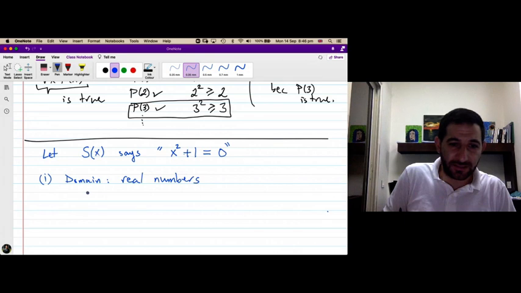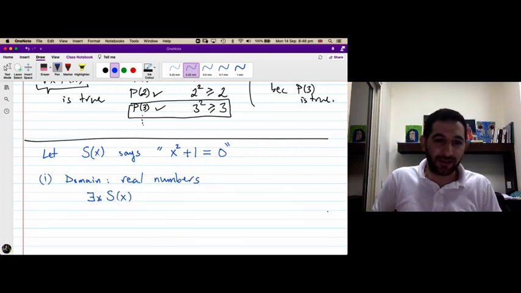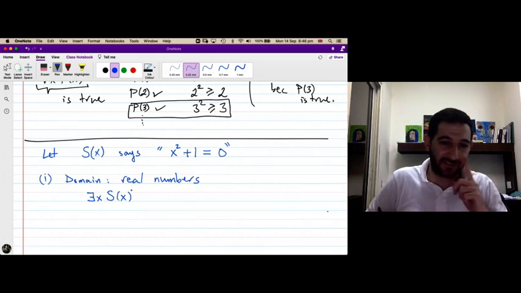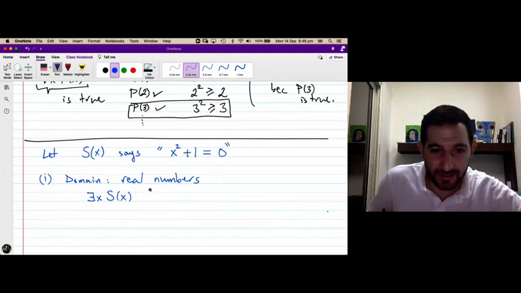The question is: is the statement "there exists an x, S of x" true or false? So what is this statement? There is at least one element x in the real numbers such that x has property S. Well, the answer is that this statement is false in the real numbers.